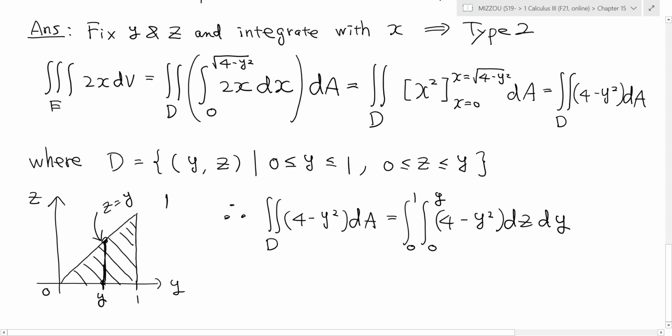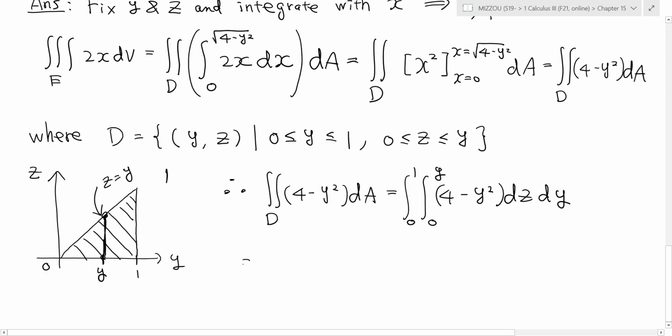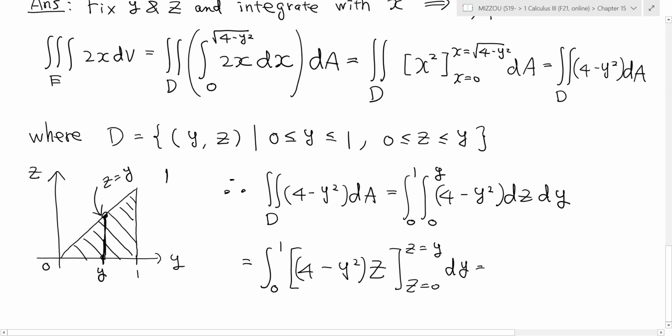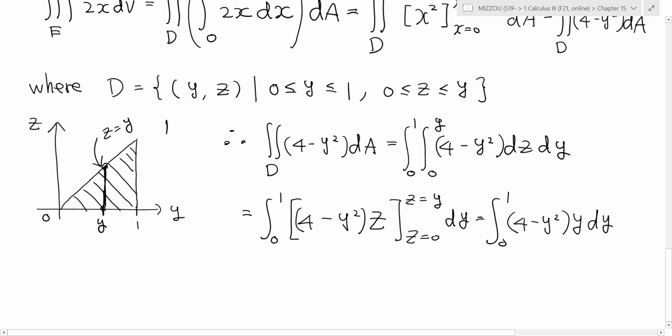But anyhow, this is equal to the integral from 0 to 1 of (4 minus y squared) z, with z from 0 to y, and then this is equal to the integral from 0 to 1 of (4 minus y squared) y dy. And then if you work this out, you get 7 over 4. So that's the answer.